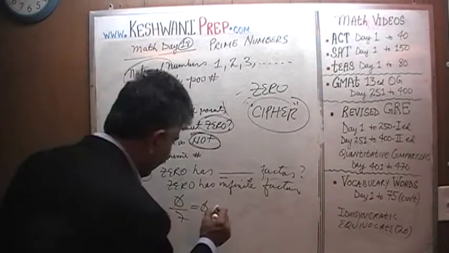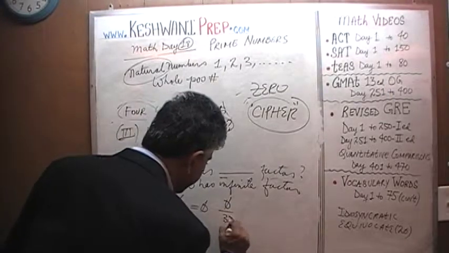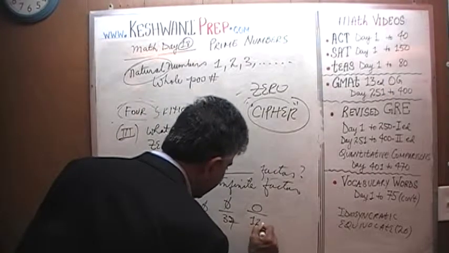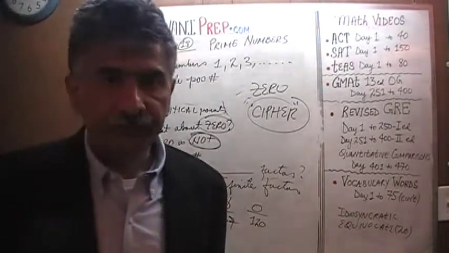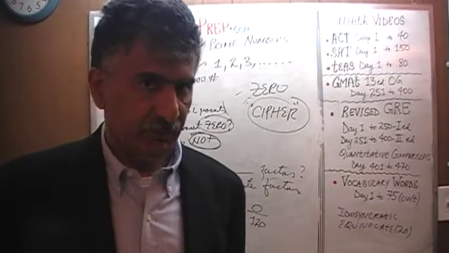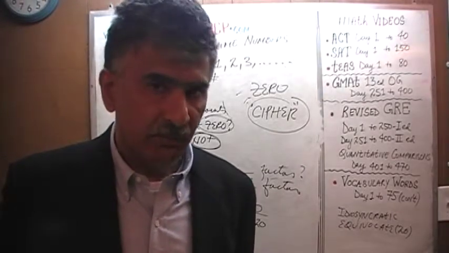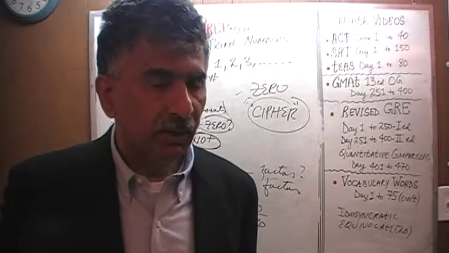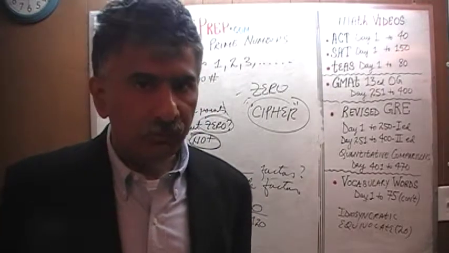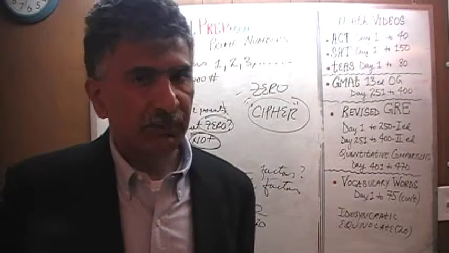0 can be divided by 7, 0 can be divided by 37, 0 can be divided by 12, it could be divided by 120. You can divide 0 by any number. 0 has infinite factors. And of course, a prime number cannot have infinite factors. Prime numbers can only have 2 factors, itself and 1. So for all those reasons, 0 is not a prime number.